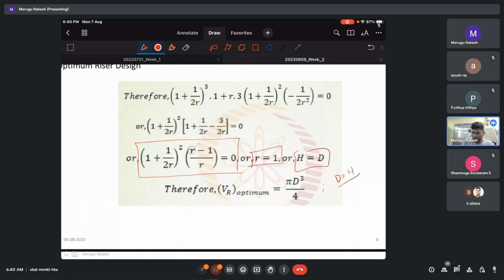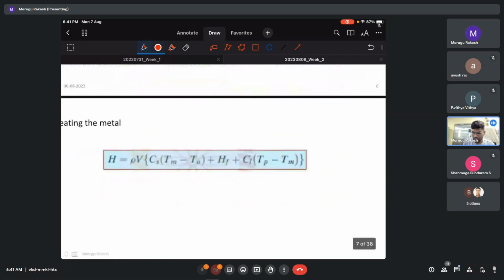Okay, this is a very important formula for solving so many numericals. If they are asking to design a riser, or find the solidification time of a riser, then for optimum, that is what we have to keep. So if the question mentions optimum riser, we can take diameter equal to height directly, and we can proceed with the formula. Okay, let us move ahead.